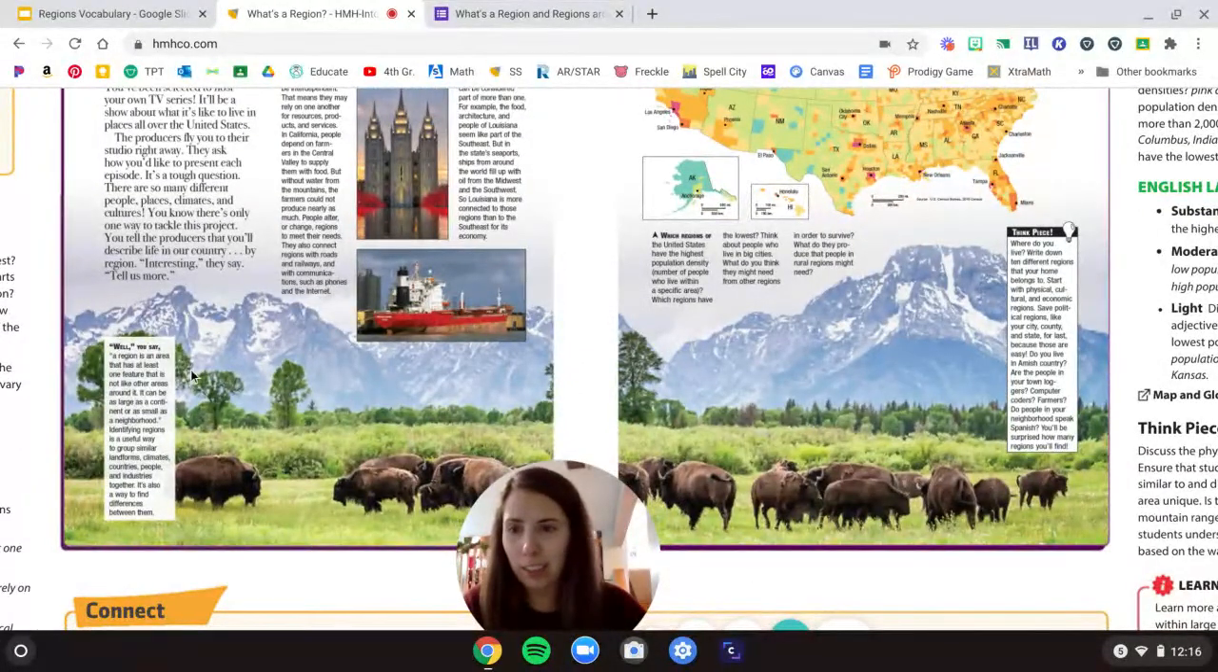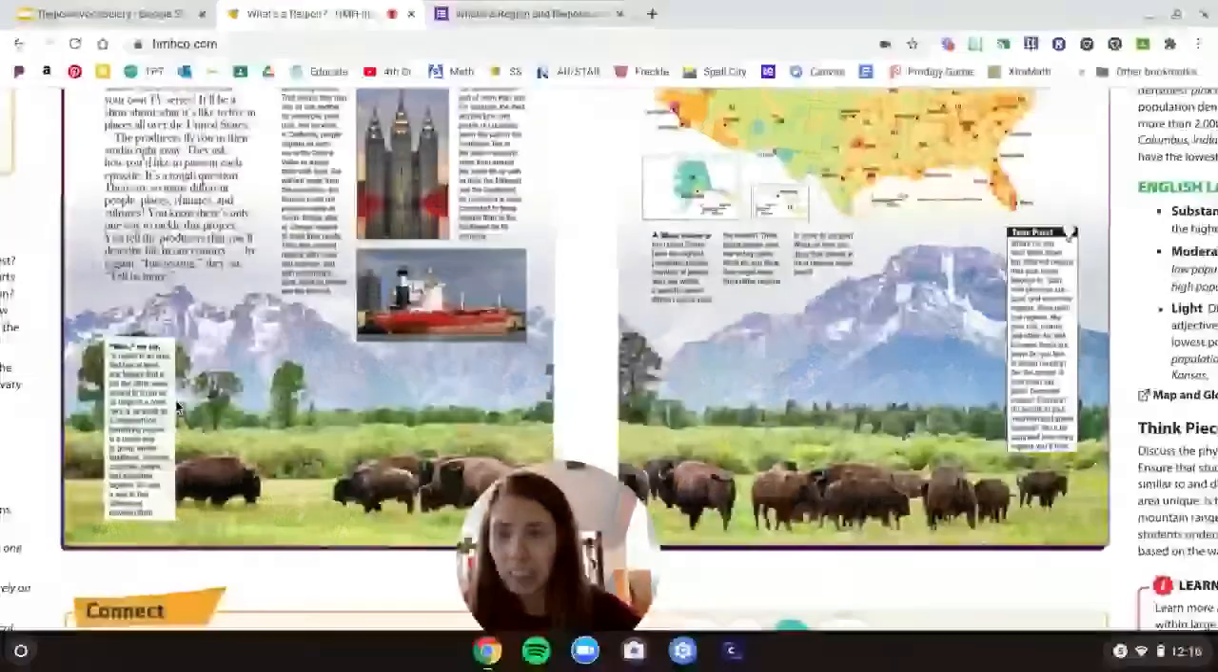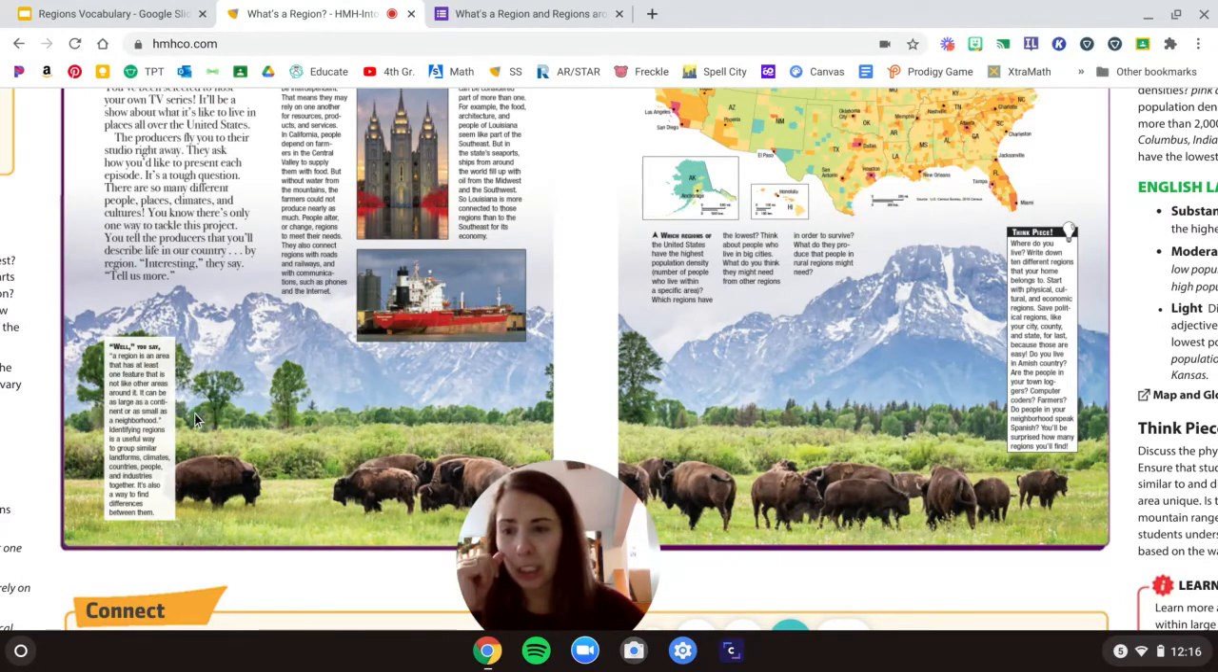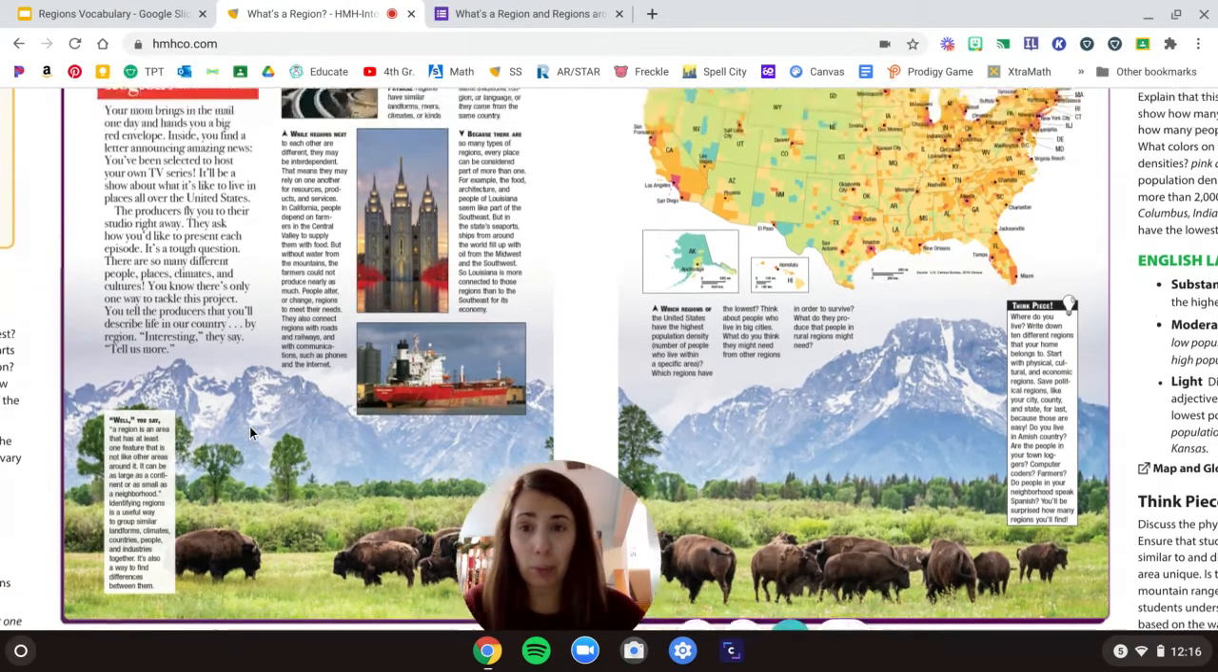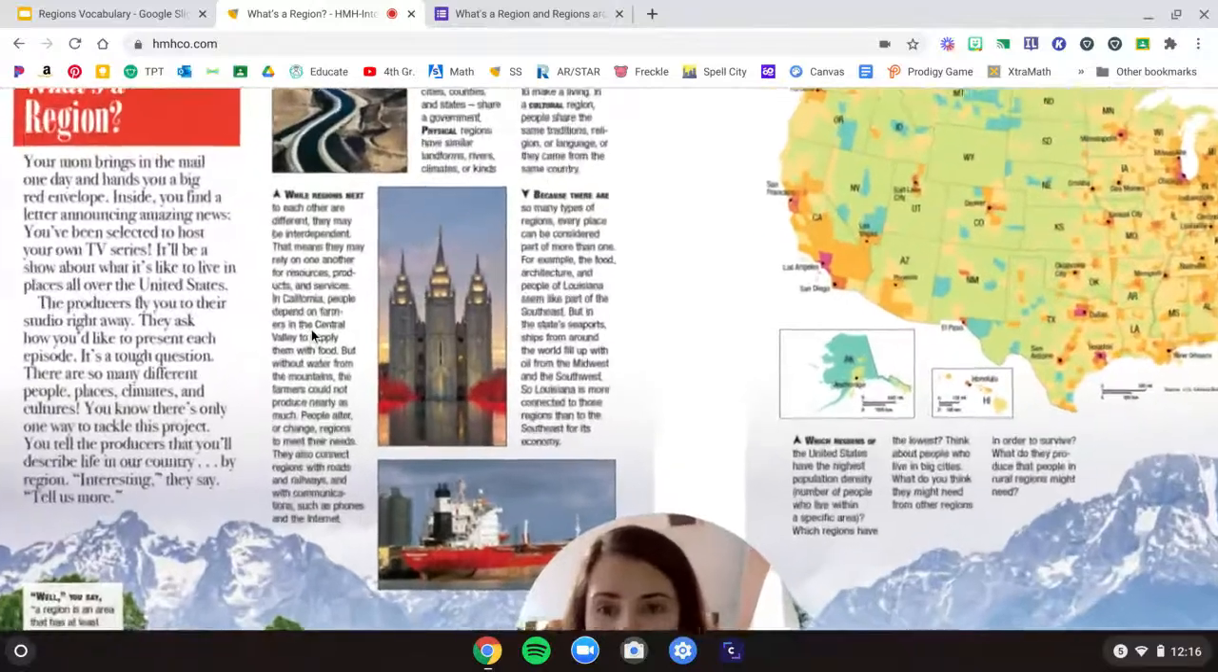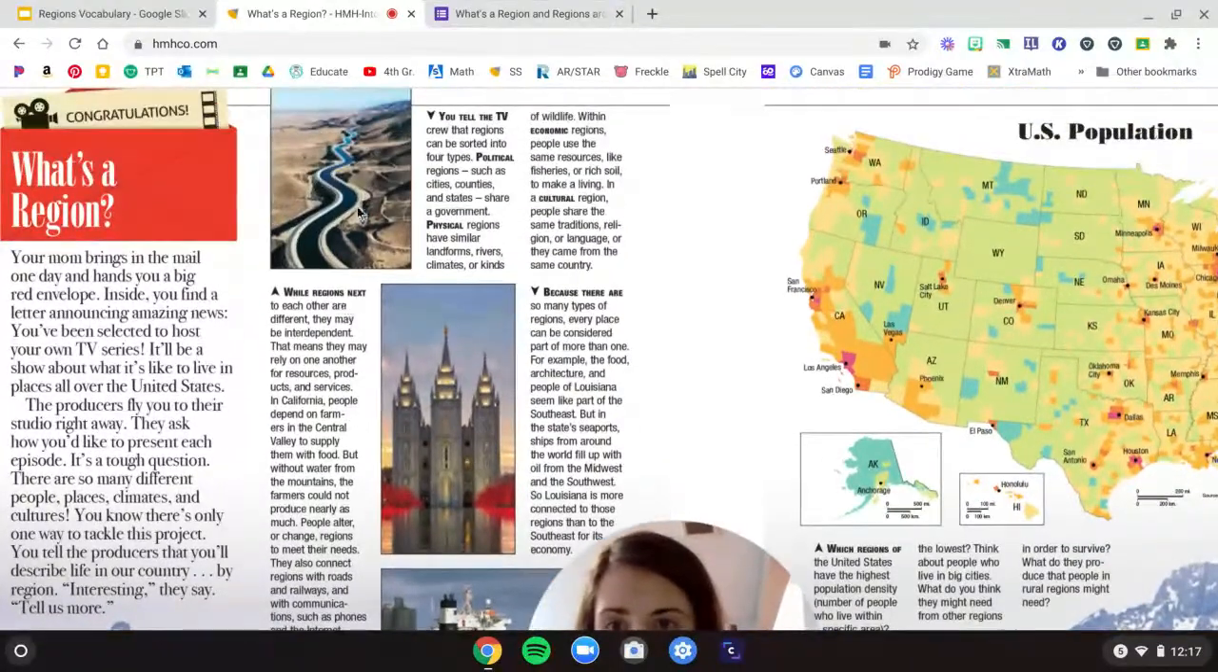Well, you say, a region is an area that has at least one feature that is not like other areas around it. It can be as large as a continent or as small as a neighborhood. Identifying regions is a useful way to group similar landforms, climates, countries, people, and industries together. It's also a way to find differences between them. So let's zoom in up here. We're going to look underneath this winding road or river. Let's see what that is.